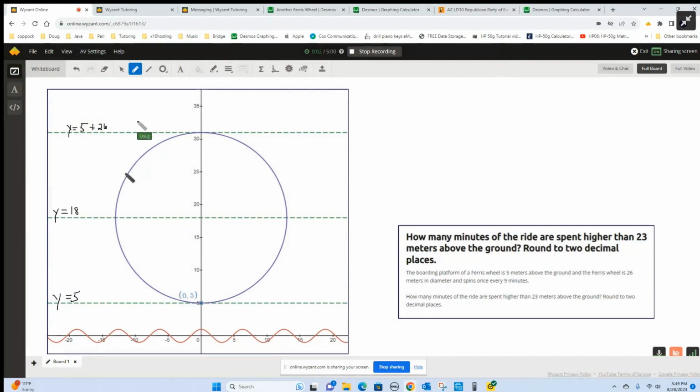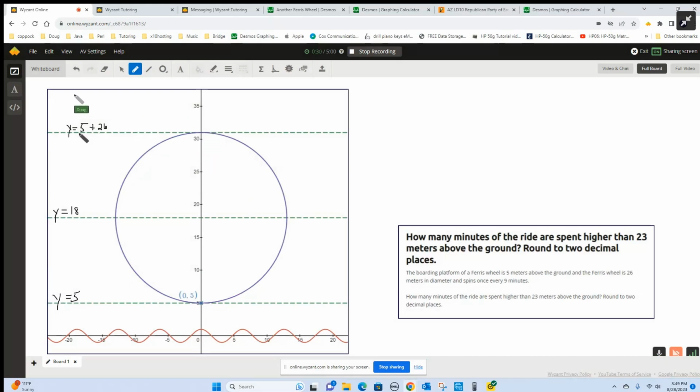Okay, we've got a Ferris wheel depicted by this circle with a platform 5 feet above the ground. And what else do we know? That the cart makes a complete revolution every 9 minutes, and that the diameter of the Ferris wheel is 26 meters. So that means the radius is 13.